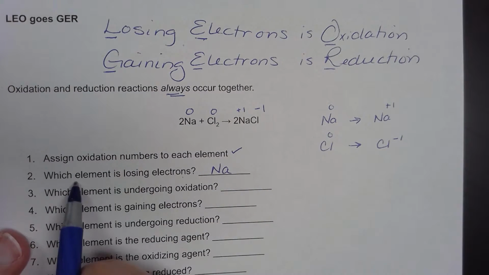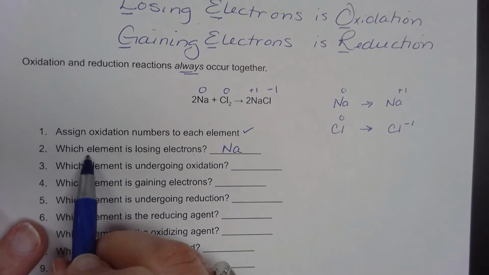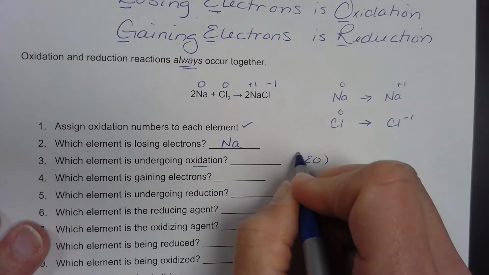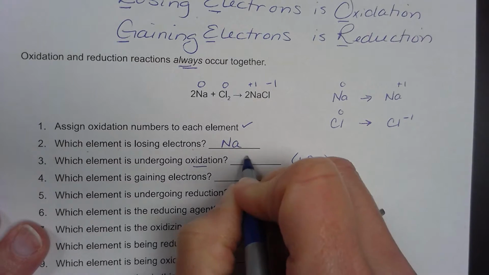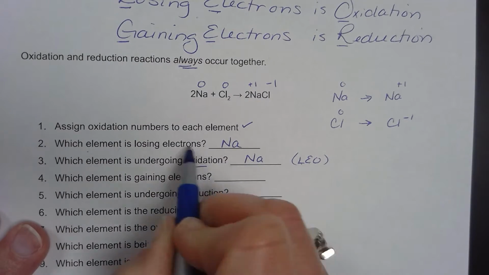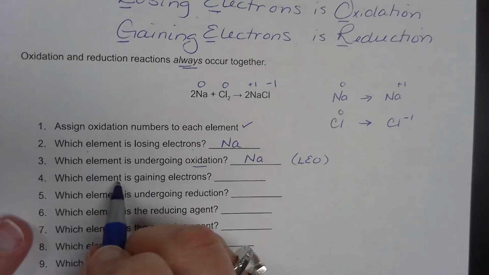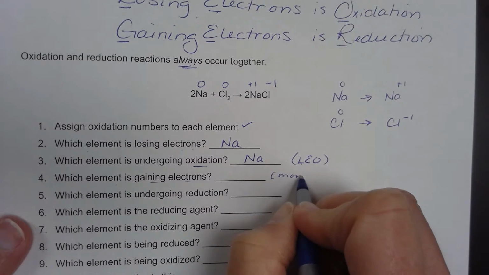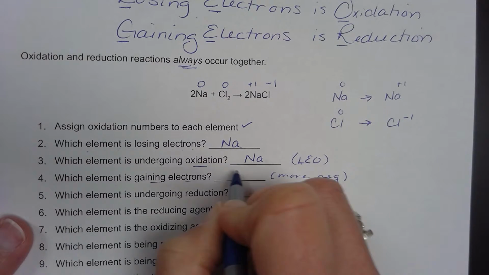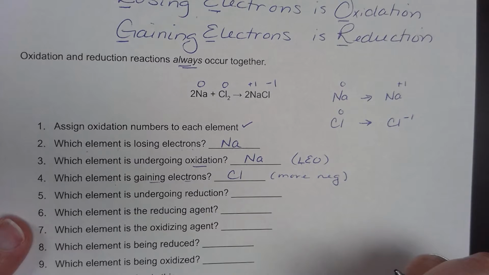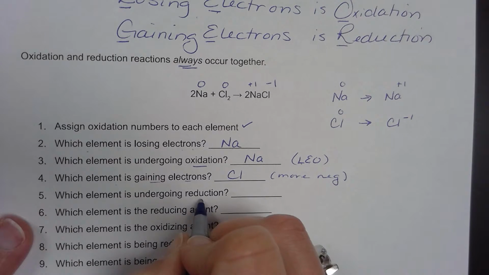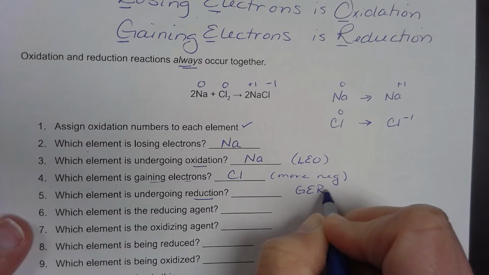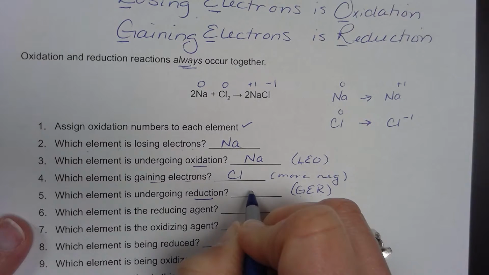So, which element is undergoing oxidation? Remember LEO. Losing electrons is oxidation, and we just said that sodium's losing electrons, therefore oxidation. Which element is gaining electrons, getting more negative? That's going to be our chlorine, which is undergoing reduction. That's our GER. LEO goes GER. Gain electrons, reduction, chlorine.